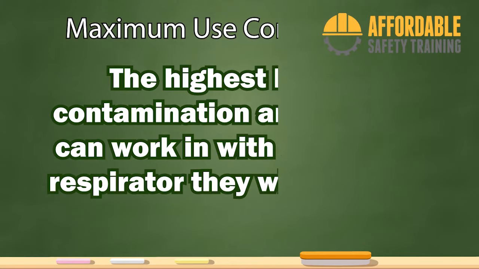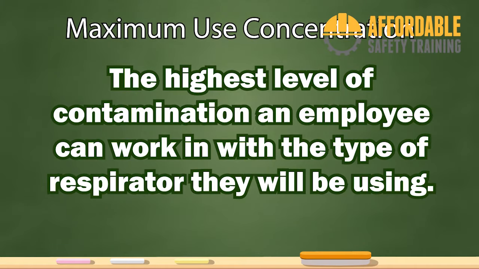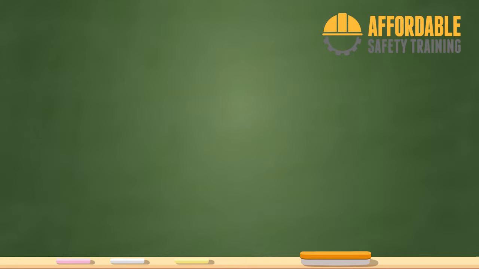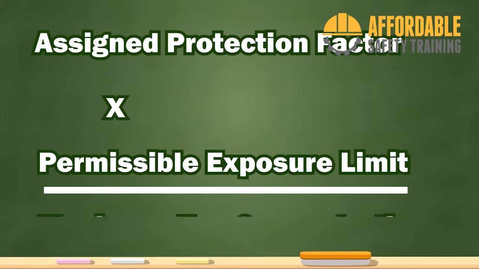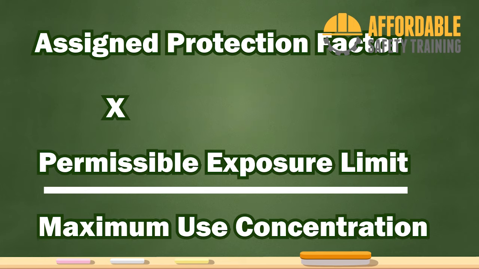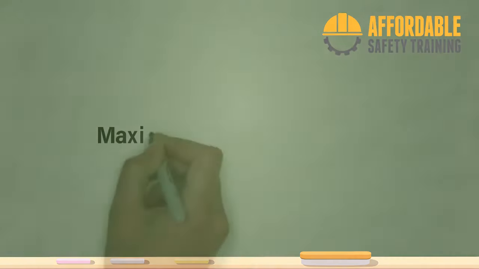The maximum use concentration is the highest level of contamination an employee can work in, with the type of respirator that they will be using. The maximum use concentration is the assigned protection factor, multiplied by the permissible exposure level of the atmospheric contaminant. Let's take a look at an example.